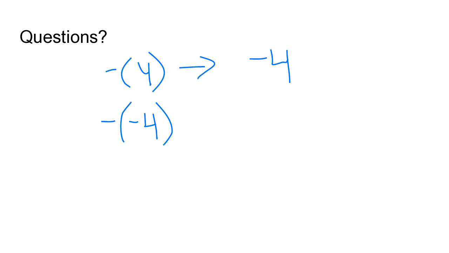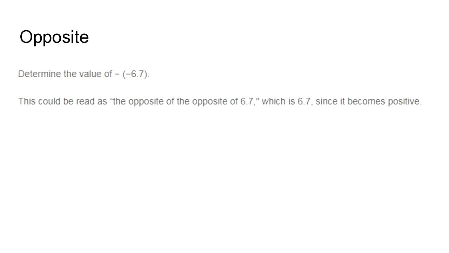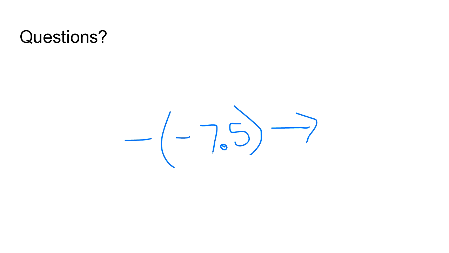So we have the number 4. What is the opposite of positive 4? The opposite of positive 4 is negative 4. What if I wanted the opposite of negative 4? What is the opposite of negative 4? Positive 4. Very good. So all it was really asking us was to find the opposite of negative 6.7. If we had the opposite of negative 7.5, it's the same number, but the sign changed.